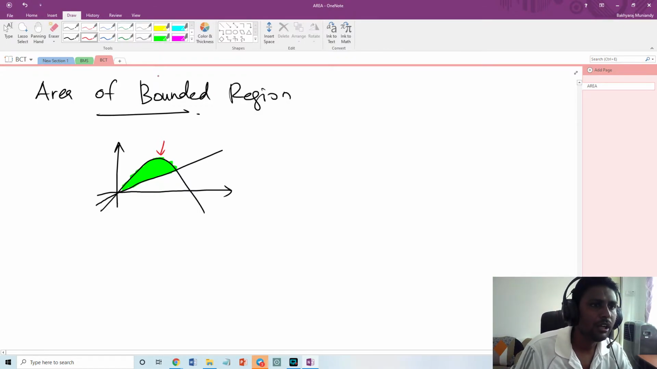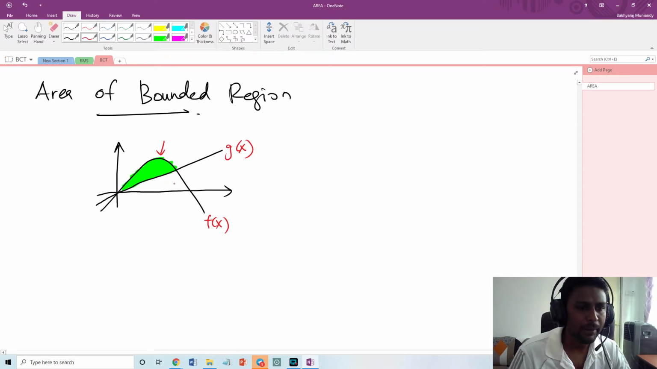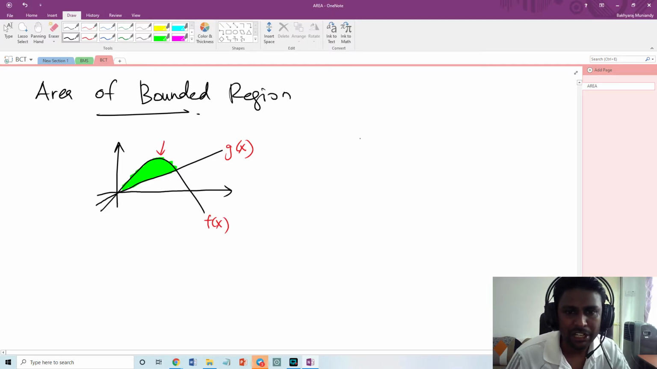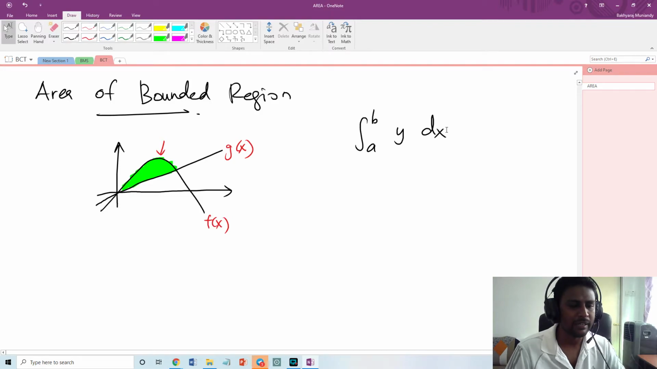What we need to understand here is the formula. Let's say I put this as function f(x), and this is g(x). How to manipulate the formula is this. Remember, we have to see what our condition is. Are we doing it in y-axis or x-axis? If you go for x-axis, then our formula will be integral a b y dx. This is what we studied just now. If we are doing with respect to x-axis, this will be y dx, right?